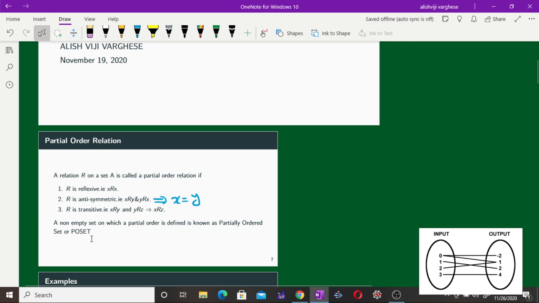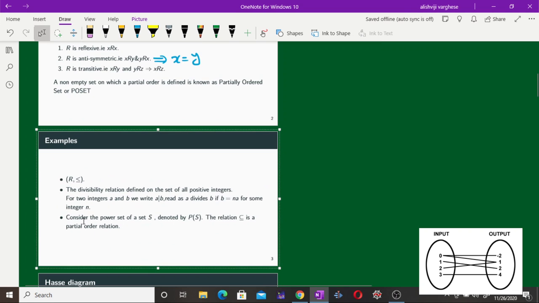partial order relation. A non-empty set on which a partial order relation is defined is known as a partially ordered set or POSET. Now, let us have some examples of partially ordered sets.